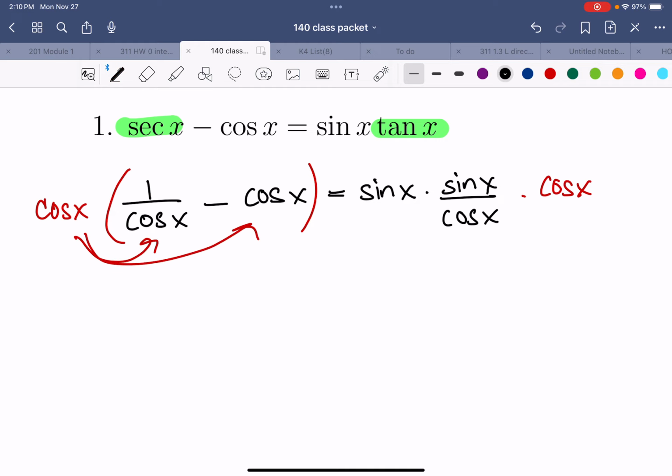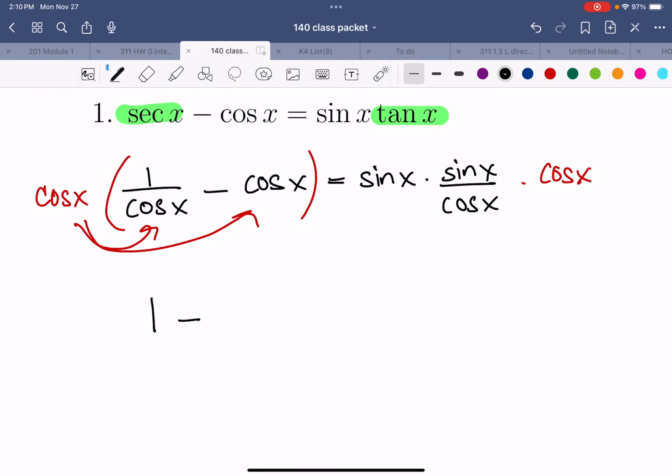So when you distribute, cosine times 1 over cosine is 1. Cosine times cosine is cosine squared. On the right-hand side, this cosine and this cosine cancel out because that's all one term. No addition, subtraction, so it's all one term. So I can cancel that. And then sine times sine is the sine squared.